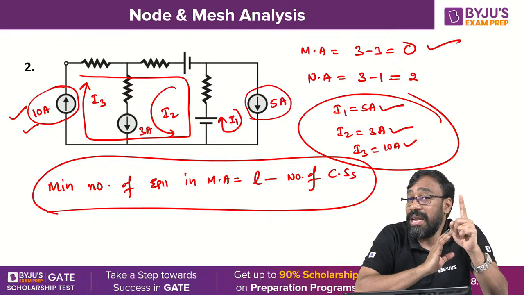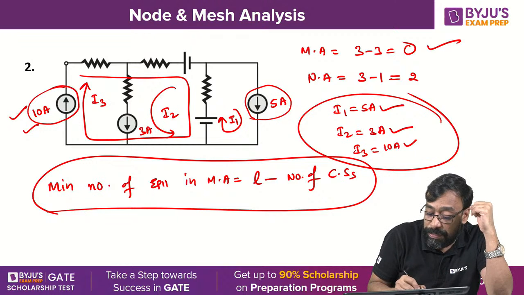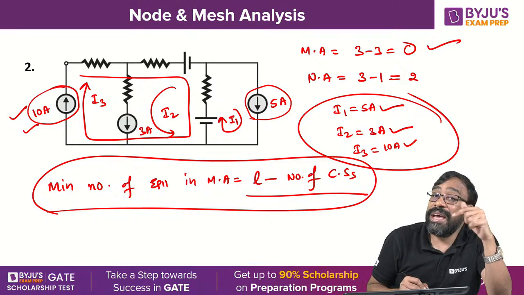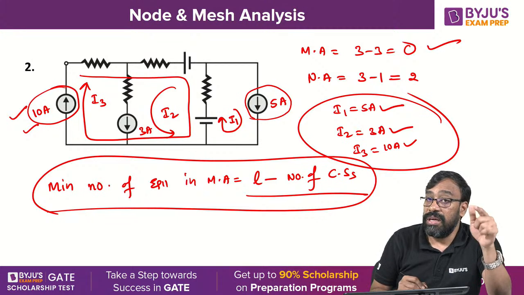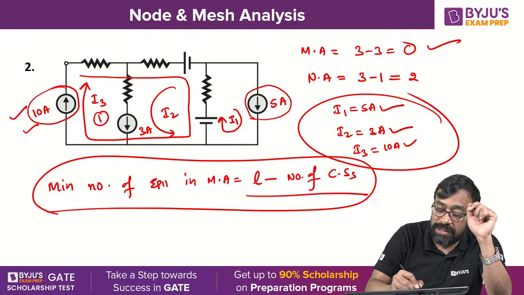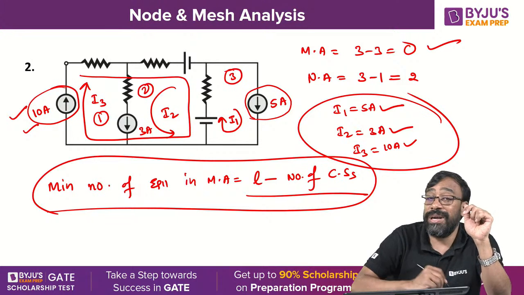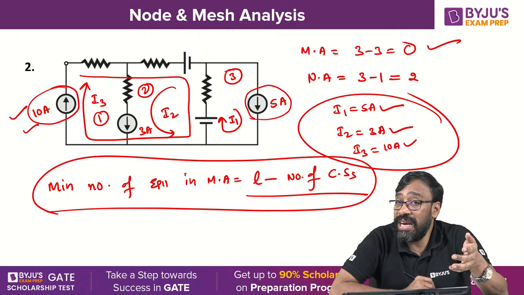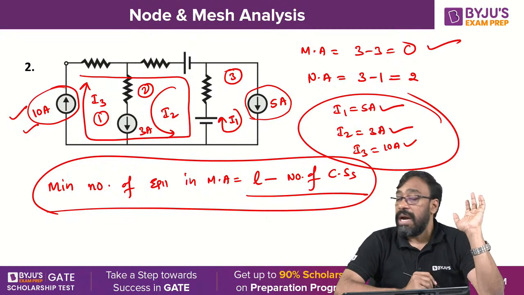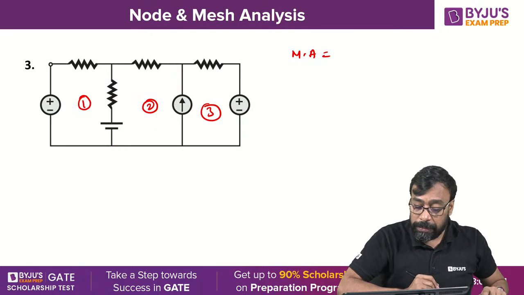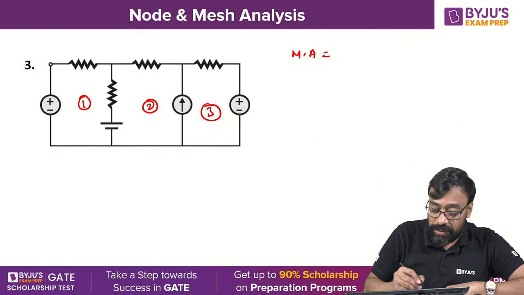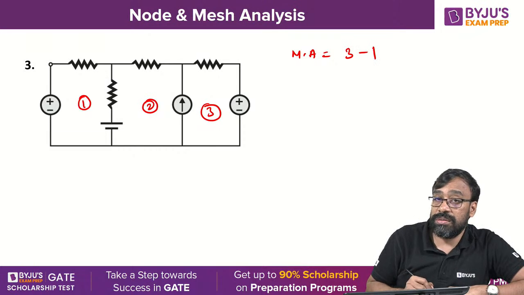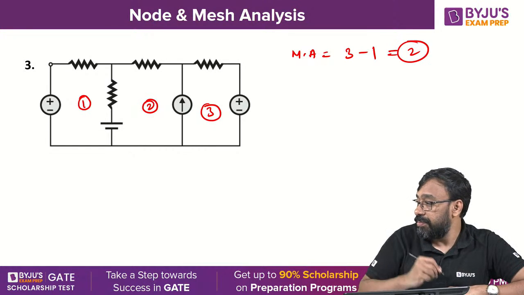That is why I was telling in the last session that the minimum number of equations required in mesh analysis is L minus the number of current sources. L is nothing but fundamental loops. 1, 2, 3 loops, fundamental loops are there. But 3 minus current sources, 3 are there, therefore 0 equations. Now, coming to this one: similarly, 3 loops are there, 1 current source, therefore 2 equations required.